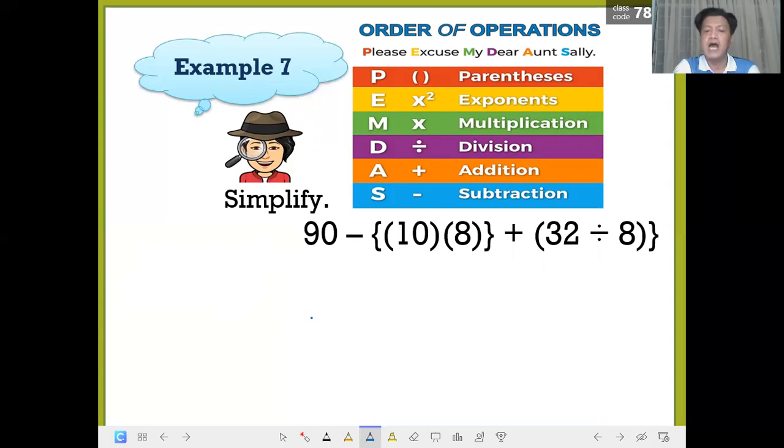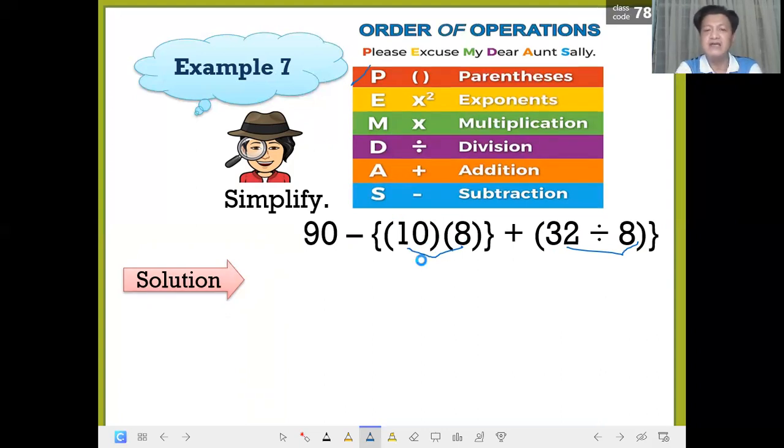Okay, our solution is simply sundan natin parenthesis. Di ba? Meron siyang parenthesis. Unahin natin to. Tsaka yun nandito. Okay. So what is 10 times 8? Di ba? Multiplication of this same sign. Since they are both positive, ang product sign nila is positive.